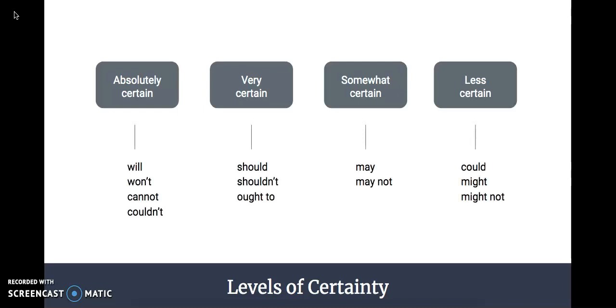Okay, so with absolute certainty, you would use the modal verb will, won't, cannot, or couldn't. If you're very certain about something, you would use should, shouldn't, or ought to. If you're somewhat certain, you would use may or may not. And if you're less certain, you would use could, might, or might not.